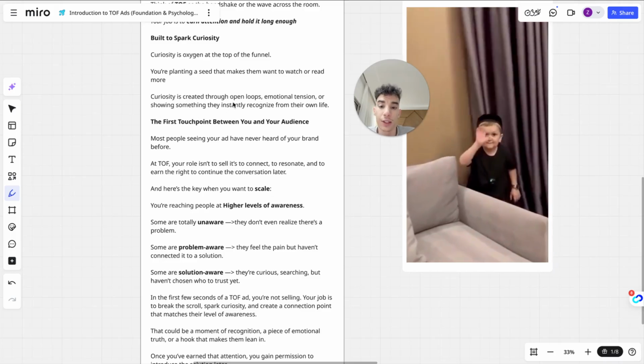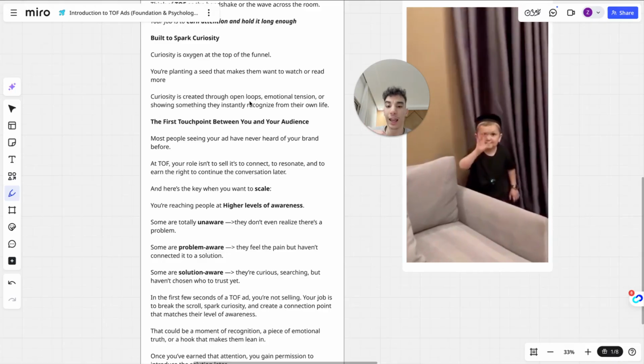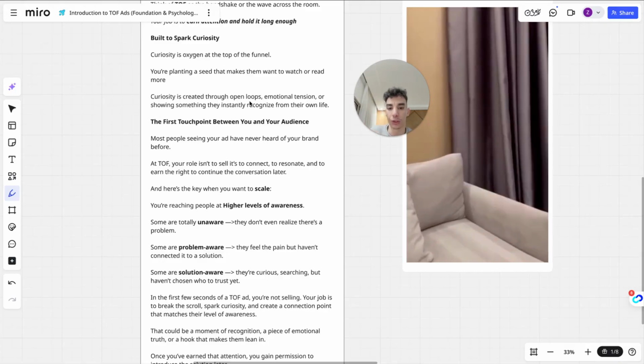So curiosity is created through open loops. You open a question in their mind, and you create this gap of information that they need to have fulfilled, to have answered.